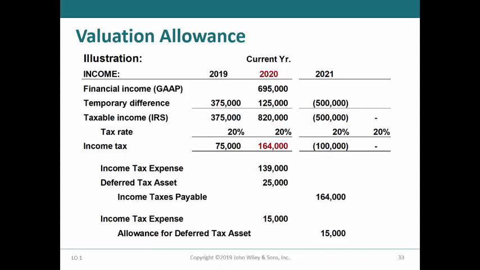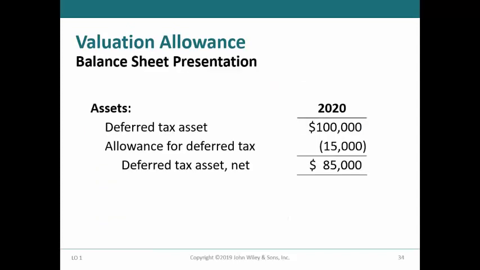This is to alert the users of the financial statements that there is more than a 50% chance that the $15,000 will not be used to reduce their tax liability in future years. This is an adjusting entry, and it is made at the end of the financial reporting period. It could be reversed in future years if the situation changes. That is why a valuation allowance account is used.